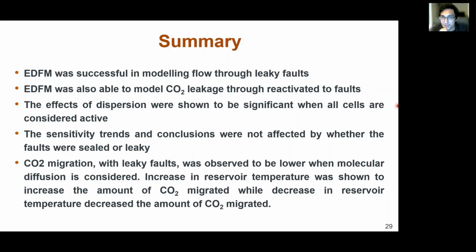So finally, we used EDFM to model the flow through leaky faults and also to model the reactivation of faults. There are many different ways of using EDFM, to be very honest. For example, now we are using EDFM for reactivating faults, but the reactivation is really being done by geomechanics itself, rigorous geomechanics.